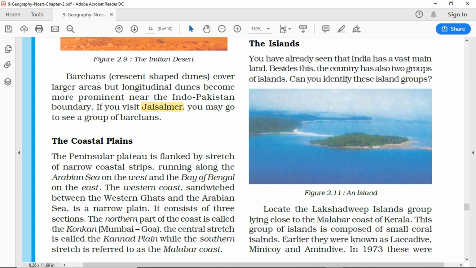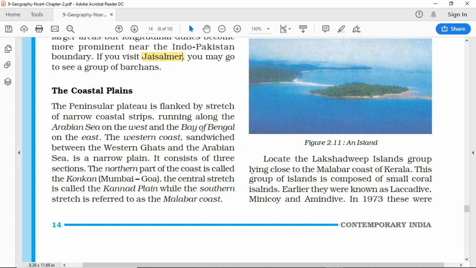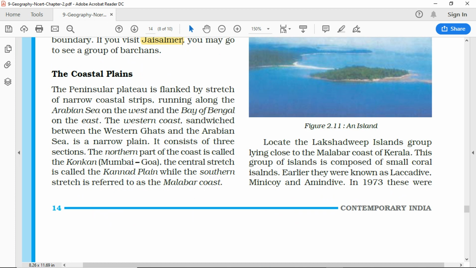The coastal plains. The peninsular plateau is flanked by a stretch of narrow coastal strips, running along the Arabian Sea on the west and the Bay of Bengal on the east. The western coast, sandwiched between the Western Ghats and the Arabian Sea, is a narrow plain. It consists of three sections. The northern part of the coast is called the Konkan, Mumbai to Goa. The central stretch is called the Kannada Plain, while the southern stretch is referred to as the Malabar Coast.